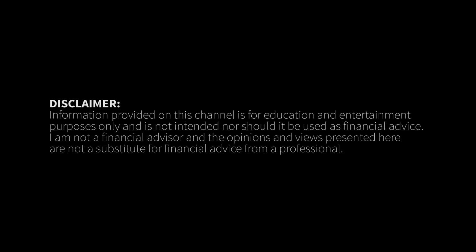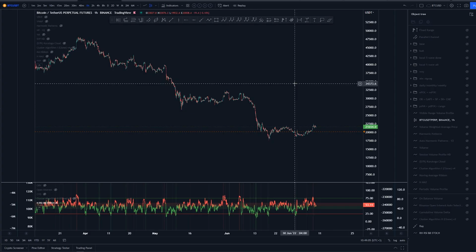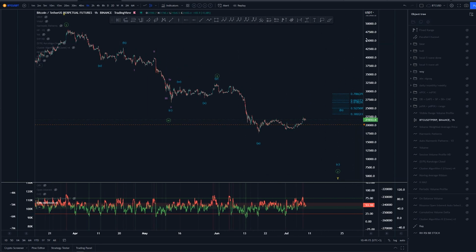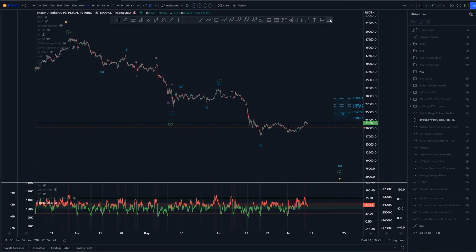I'll cover wave analysis with Elliott Wave theory and provide multiple scenarios the price may take and explain why I prefer one count over another. Let's take a look at the different possibilities. Starting here on the 1 hour time frame, we've had this overall structure cooking up for a while.